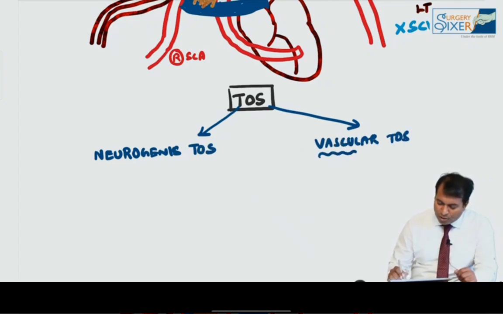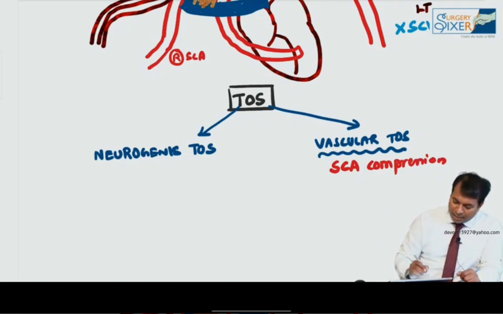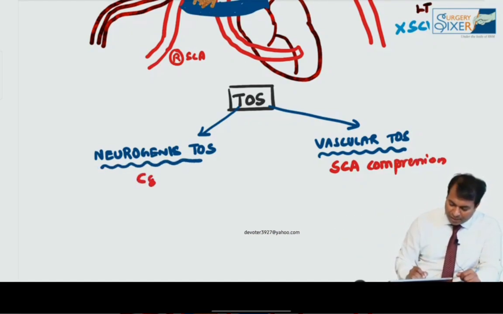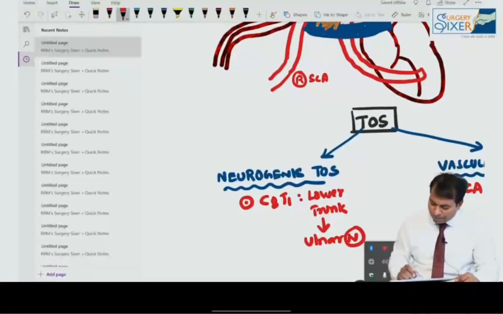Vascular thoracic outlet syndrome is due to compression of what? Subclavian artery compression. So the blood supply to the limb is disturbed by subclavian artery compression. In neurogenic thoracic outlet syndrome, there is compression of C8-T1. The lower trunk is compressed. Please don't forget, the lower trunk gets compressed in this. The nerve compressed is C8-T1, the lower trunk, ulnar nerve.